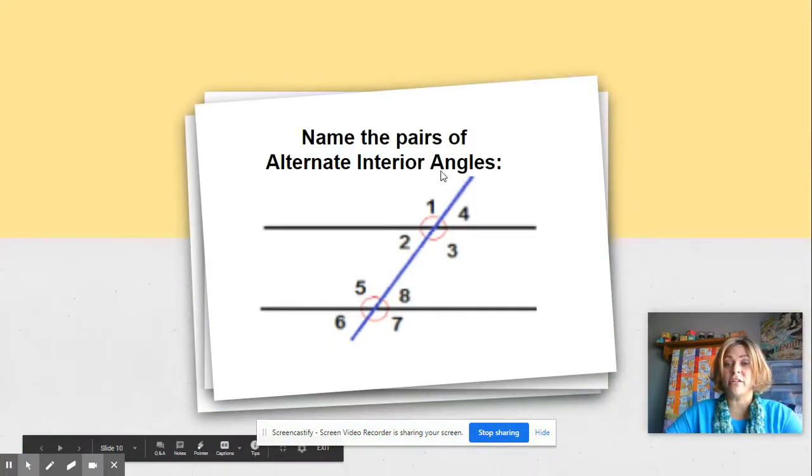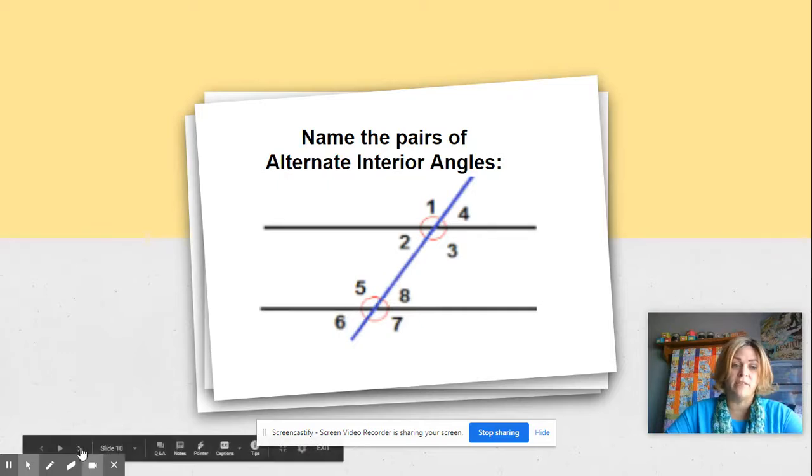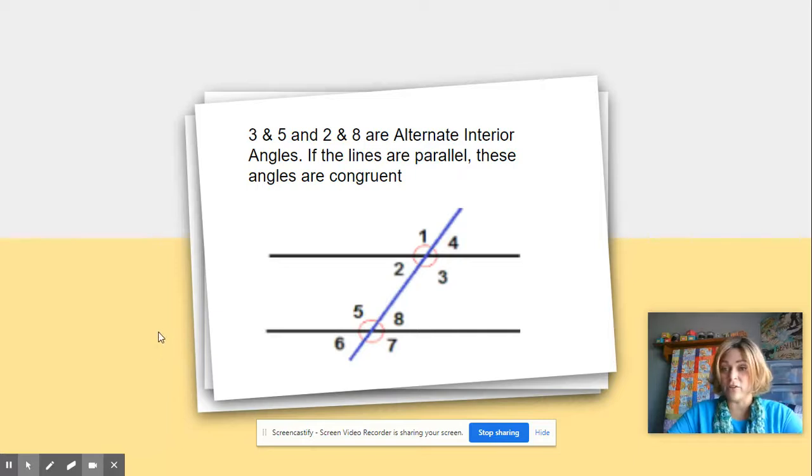Naming the pairs of alternate interior angles. Again, you might know what those are, and if you do, go ahead and name the pairs. But let me explain. Interior means inside, inside of those two black lines. Alternate, think of it as opposite, or kind of diagonal, kitty corner from each other. So 2 and, go opposite, 8. These are alternate interior. They're both inside, but they're on opposite sides of that blue line, that transversal. And then 3 and 5. So if the lines are parallel, these angles will be congruent. They're only congruent if the lines are parallel.